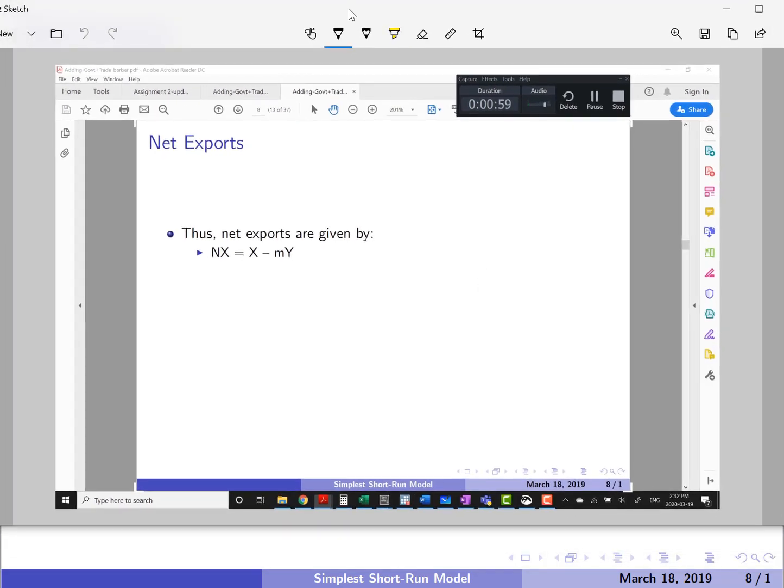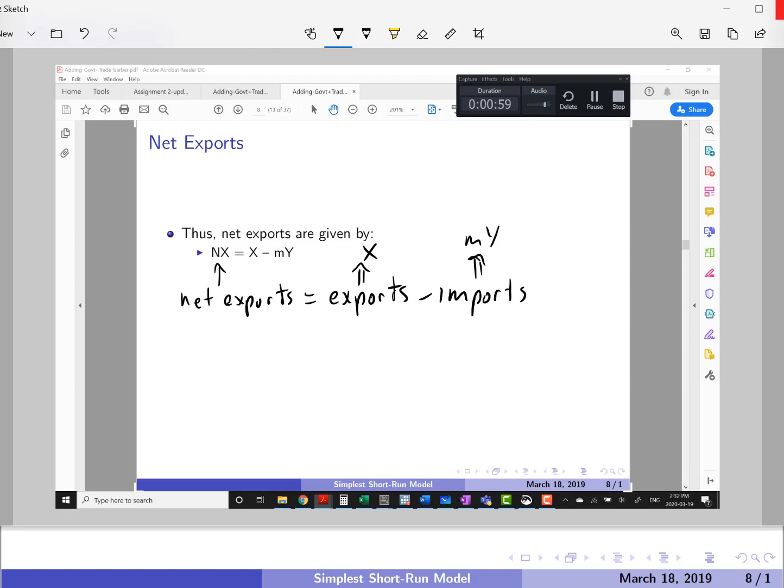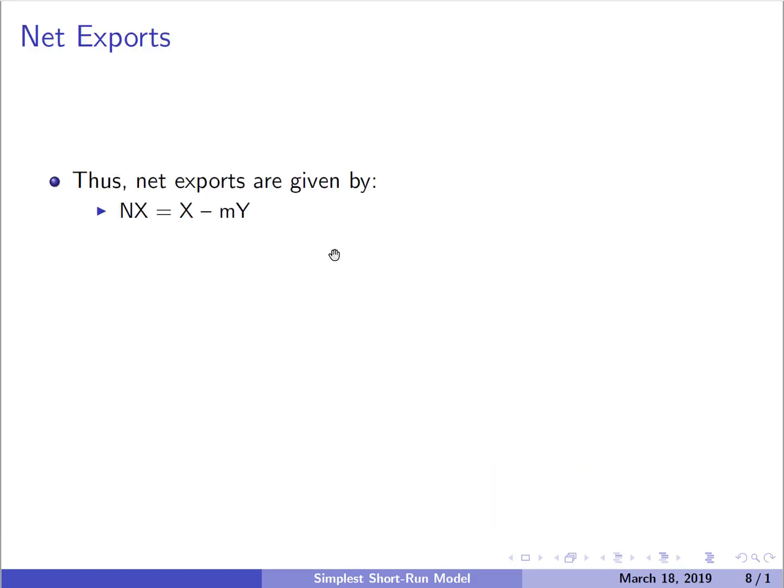So what's happening here is that net exports equals exports minus imports. All that we've done so far is assume that exports can be represented by some constant X, and this second term is induced, in the sense that it can be represented by something multiplied by Y. Here, m times Y, where m is that marginal propensity to import. So we're just plugging in these functional form assumptions that we've made. That's all we're doing there.